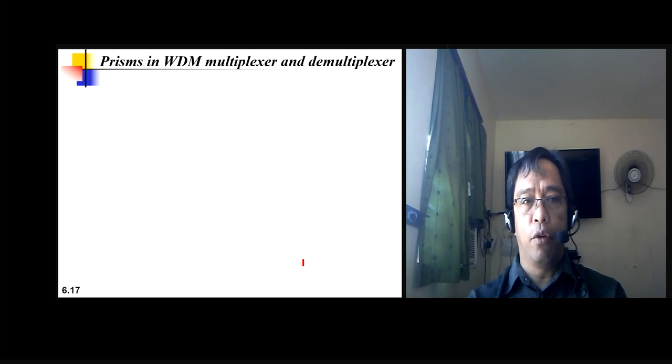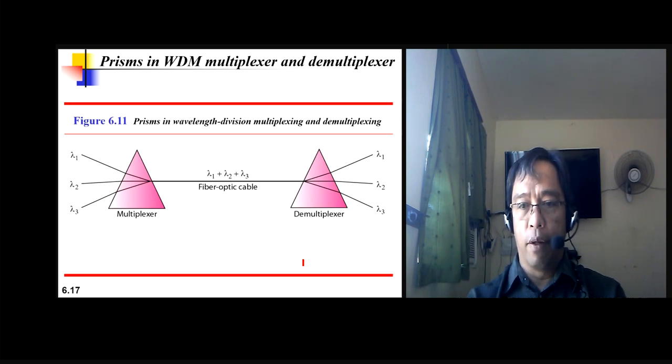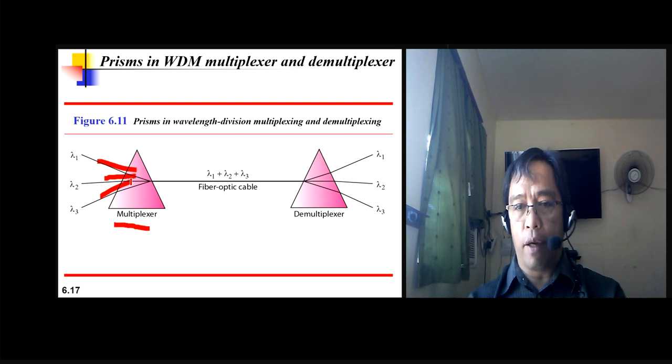Prism in WDM multiplexer and demultiplexer. Although WDM technology is very complex, the basic idea is very simple. The combining and splitting of light sources are easily handled by a prism, as shown in figure 6.11. Using this technique, a multiplexer can be made to combine several input beams of light, each containing a narrow band of frequencies, into one output beam of a wider band of frequencies. The demultiplexer can also be made to reverse the process.